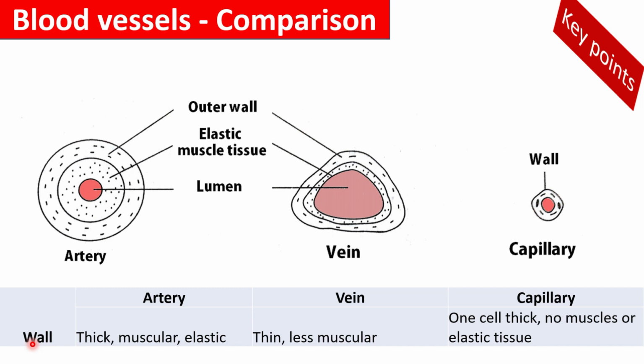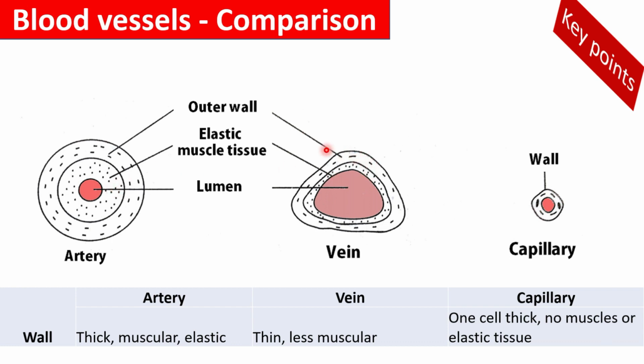And if you compare the wall of artery, vein and capillary, look at this, the wall in the artery is thick, and the next layer, the muscular layer, we can find it is a little bigger and it is made up of muscular and elastic tissue.